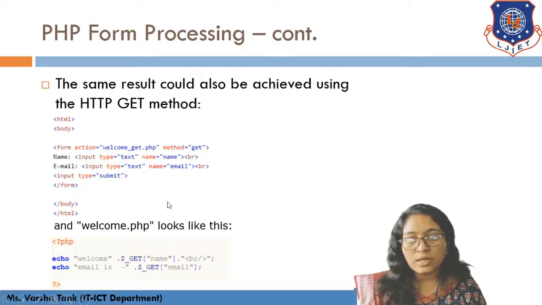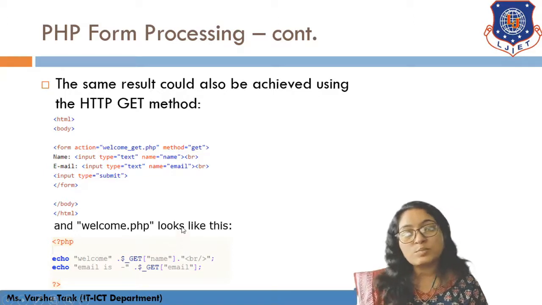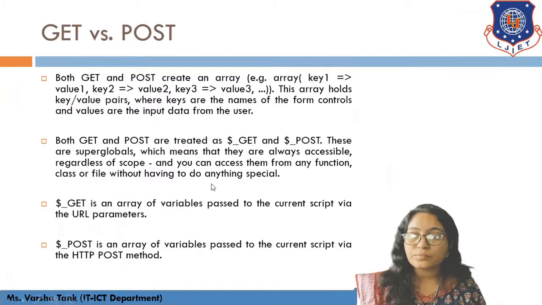Here I have defined the name, so it is the same. Here I have defined email, so it is the same, no changes there. Like this way you can use the get and post method. Now all of you are aware of the difference between get and post, but still let's recall it.